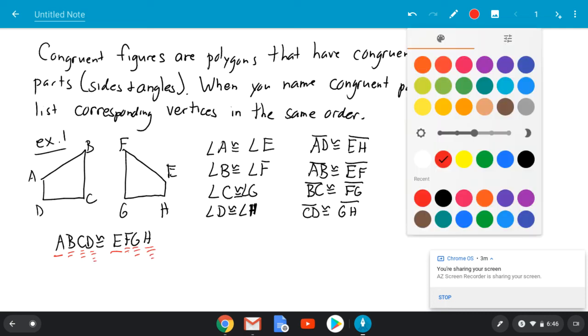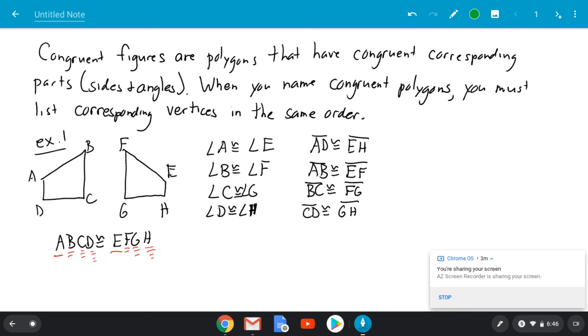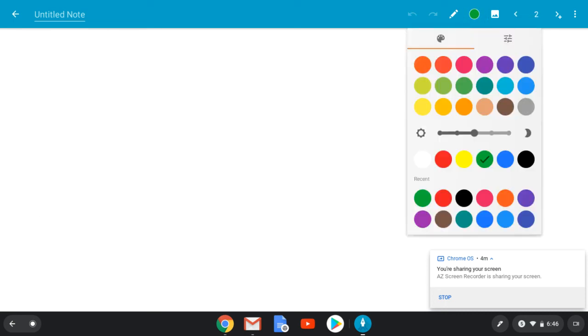And the same could be said for the sides. AB matched up with EF. First two. BC matched up with FG. Middle two. CD matched with GH. Last two. And then what I like to call the connecting points, AD match up with EH. So in fact, it's better, all the time, to use the naming when talking about congruent parts because the pictures could be deceiving. So let's look at another example with just naming.